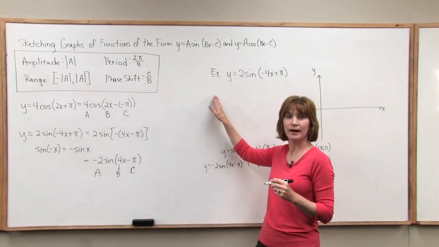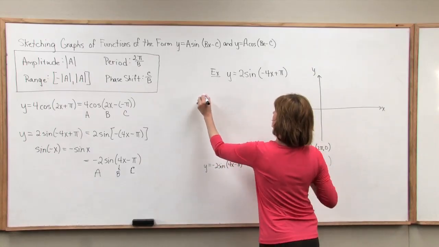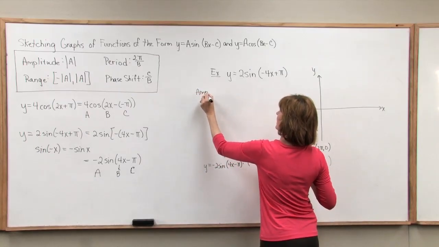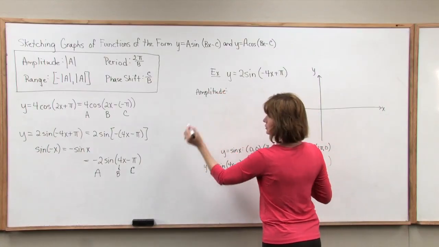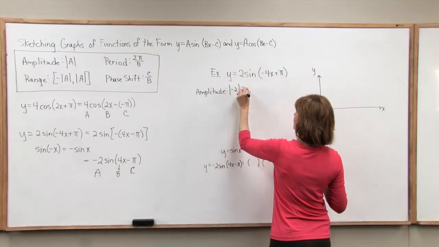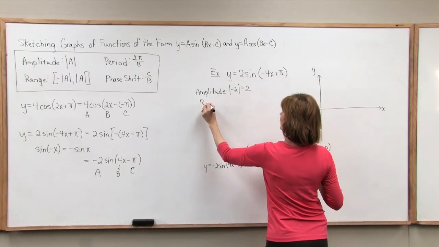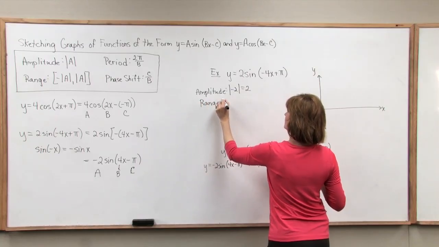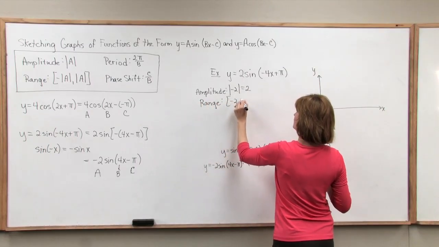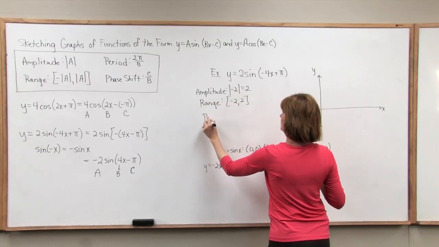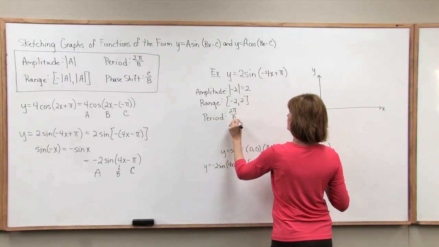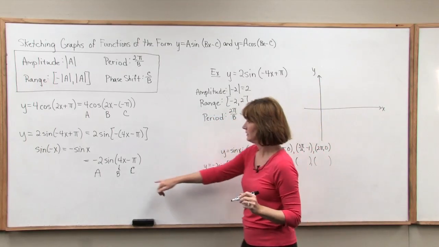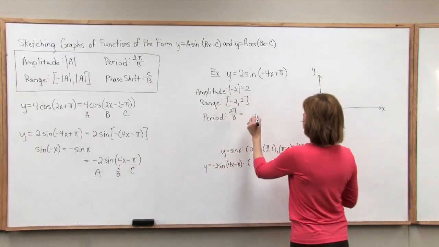So now let's figure out the amplitude. Well, the amplitude is going to be the absolute value of a, which is the absolute value of negative 2, which is 2. The range is going to be negative 2 to 2. The period is going to be 2 pi over b. My b, remember, is 4.